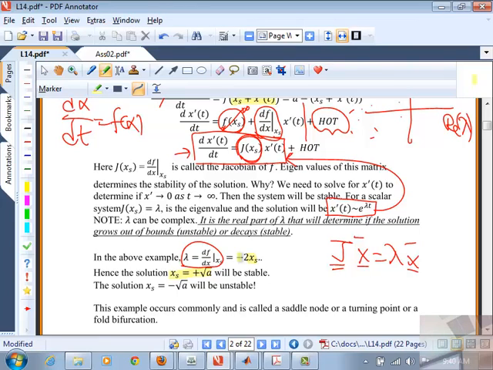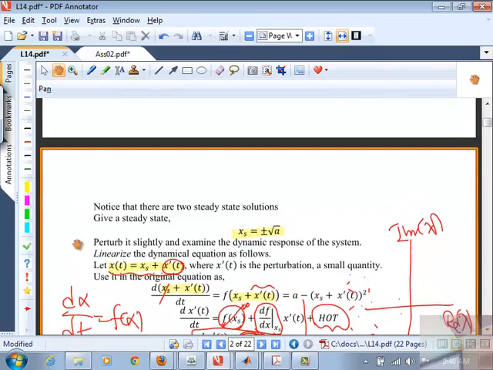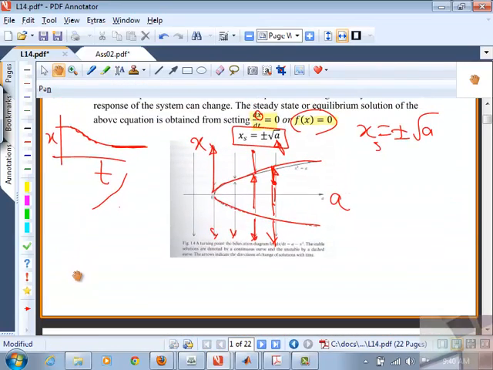Okay. When xs is equal to minus a, that is the other solution, the lower part, the minus and minus sign will flip, and I will get a positive eigenvalue. And that is why in this particular case, the lower branch is unstable, and the upper branch is stable, and that is typically indicated by the solid line versus dotted line.